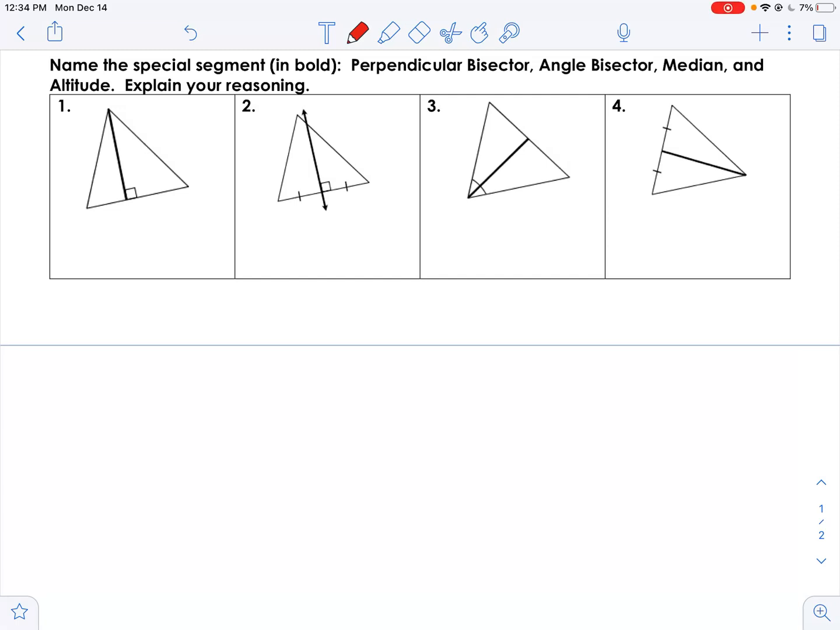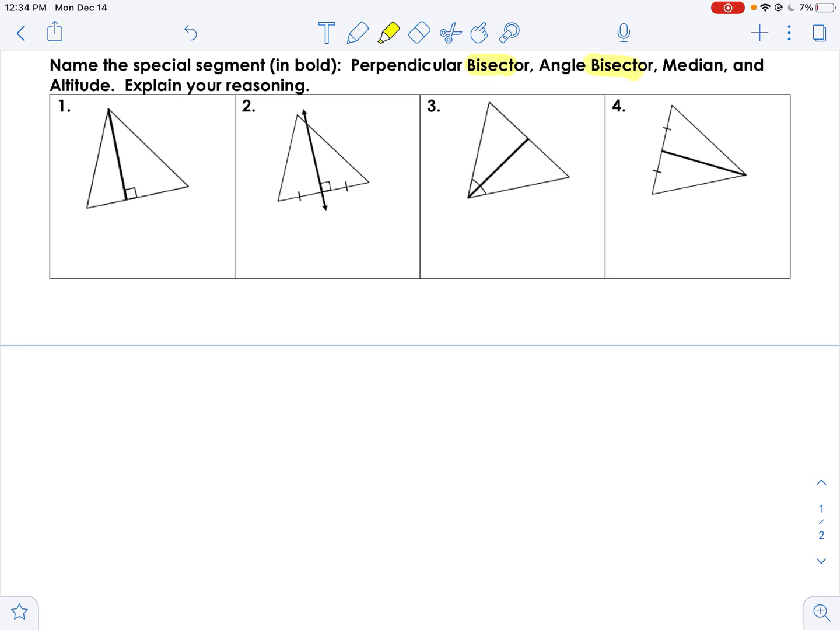Welcome back. Let's talk about how to classify our special triangle segments. So we have four types: perpendicular bisectors, angle bisectors, medians, and altitudes. Let's look at our definitions of old vocabulary words.